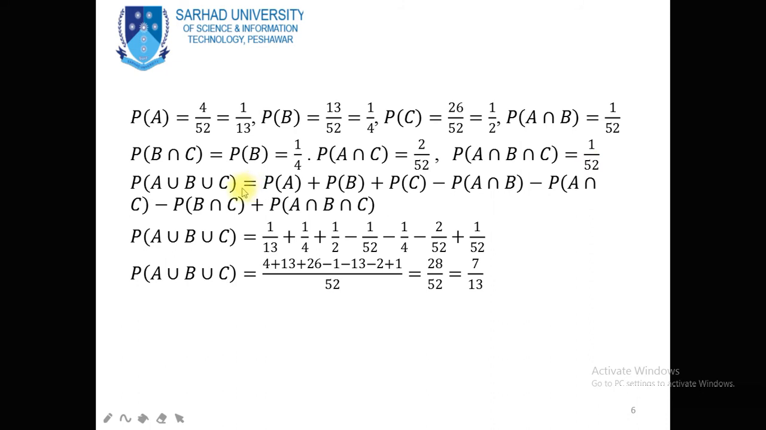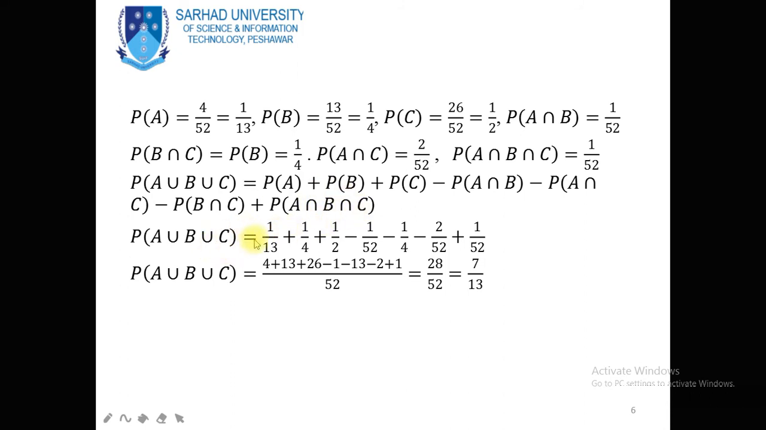Now by using the addition law, we have probability of A union B union C, which is equal to probability of A plus probability of B plus probability of C minus probability of A intersection B minus probability of A intersection C minus probability of B intersection C plus probability of A intersection B intersection C.